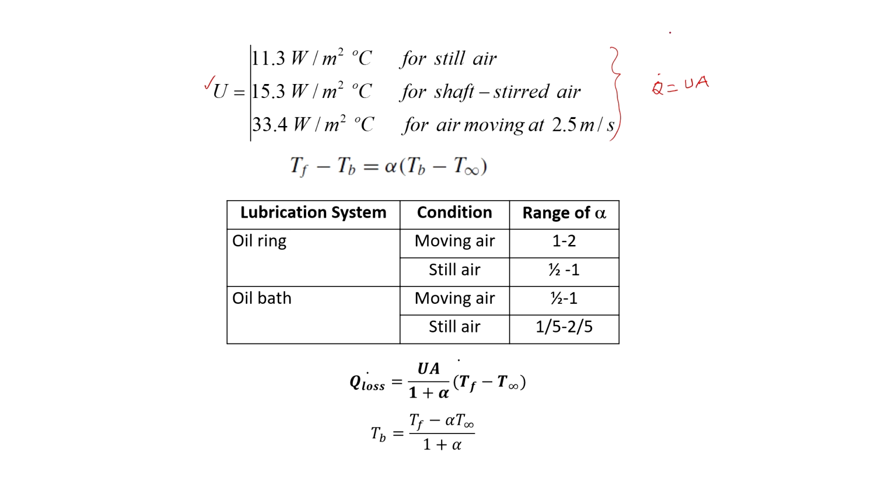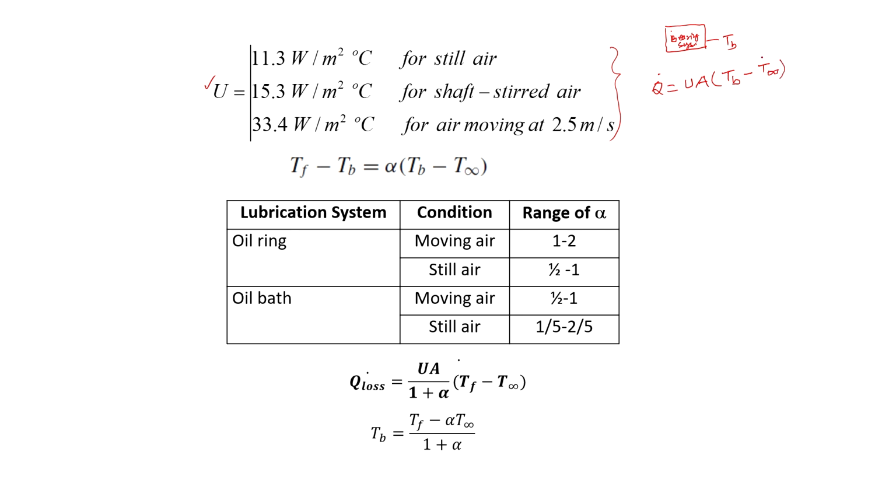where U is the overall heat transfer coefficient, A is the casing area, the external area of the casing, and Tb is the temperature of the box within which the bearing system is kept, minus T infinity, which is the ambient temperature.